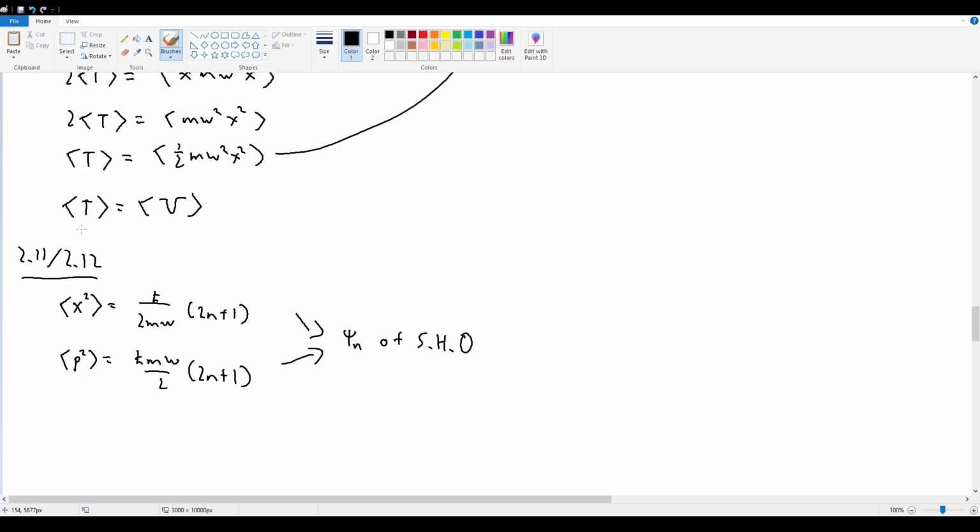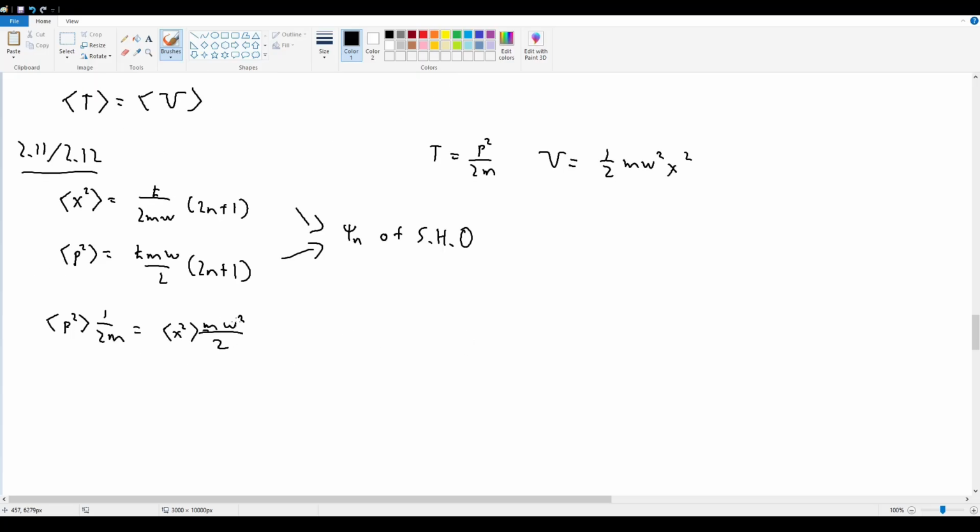So if we know this, well, we can rewrite this in terms of x squared and p squared, right? Because we know that T is equal to p squared over 2m, and we know that V is equal to 1/2 m omega squared x squared, right? So in that case, by this rule, the expectation value of p squared times 1 over 2m should equal the expectation value of x squared times m omega squared over 2, right? So is that true?